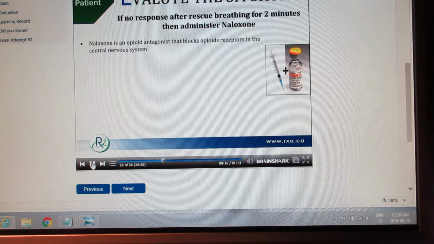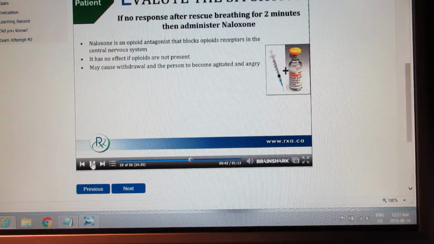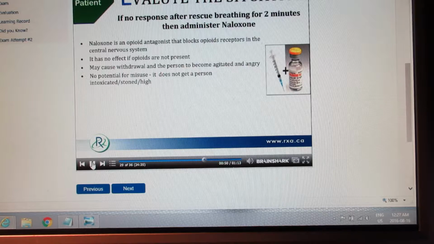It is a safe and effective antidote to opioid overdose, and the only contraindication to naloxone is hypersensitivity to naloxone. It has no pharmacologic effect when used in the absence of opioids. It only works on opioid overdose. It may produce withdrawal symptoms, and although uncomfortable, withdrawal is not life-threatening. It has no potential for misuse. It does not get a person intoxicated, stoned, or high.